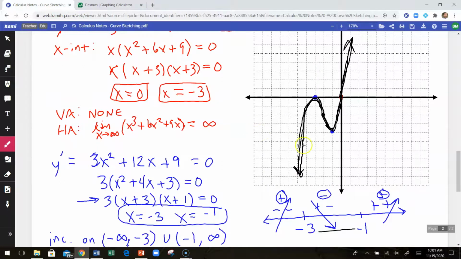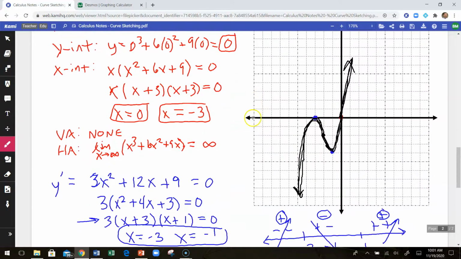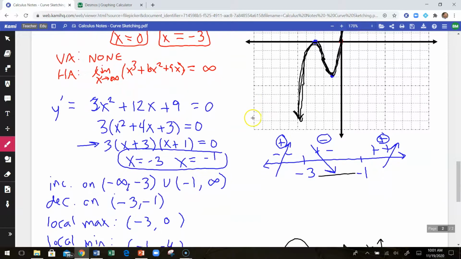So again, the first and second derivative can help you find a lot of information about the shape of a graph.